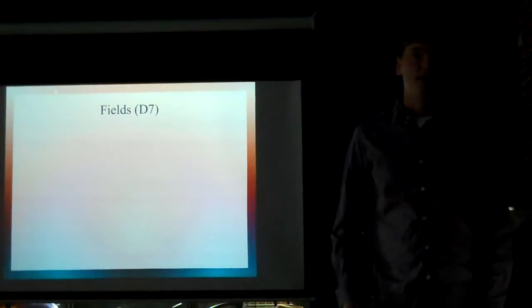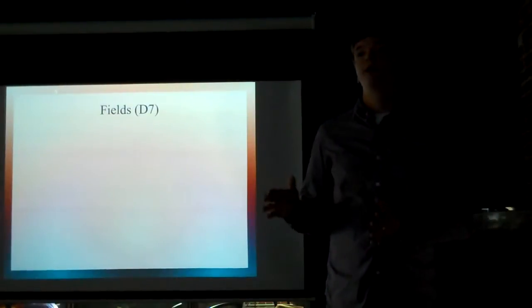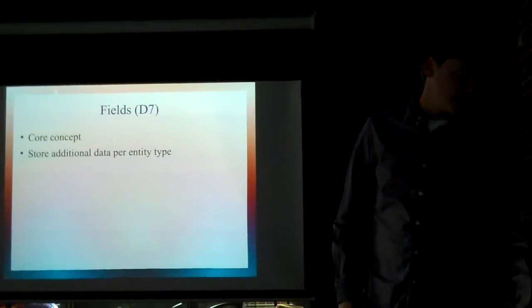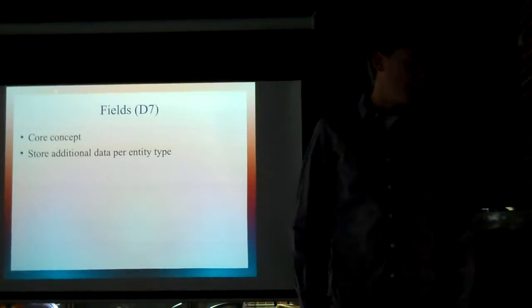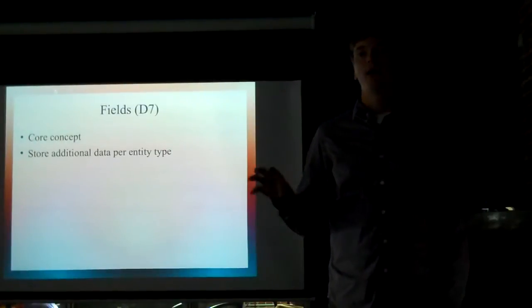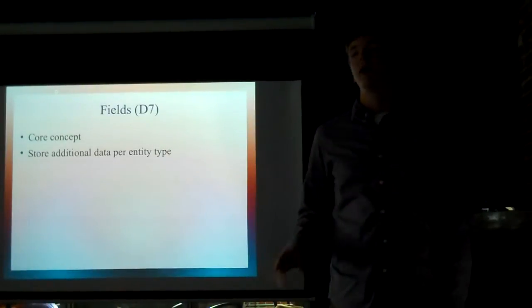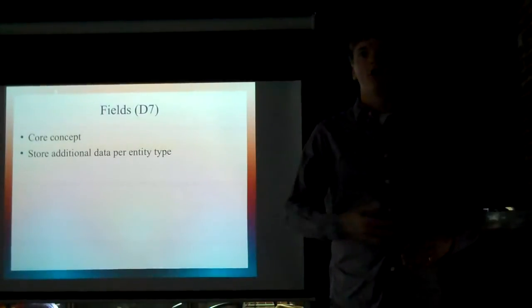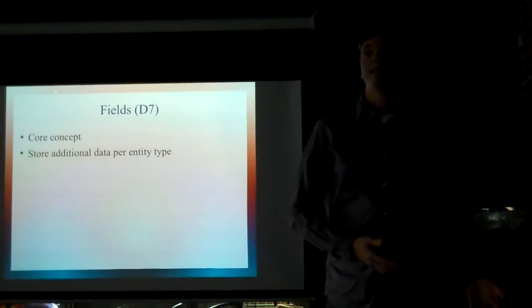Now in Drupal 7, that concept has evolved to what are now known as fields. It's a core concept, so it's in Drupal core, and the difference here is whereas with CCK you were storing additional data per content type, now you're storing it per entity type. And remember, now there are all these things that aren't nodes that are also entities.